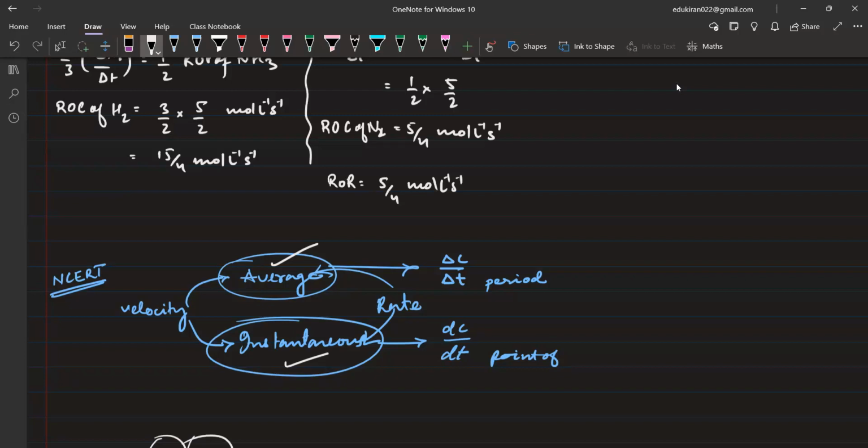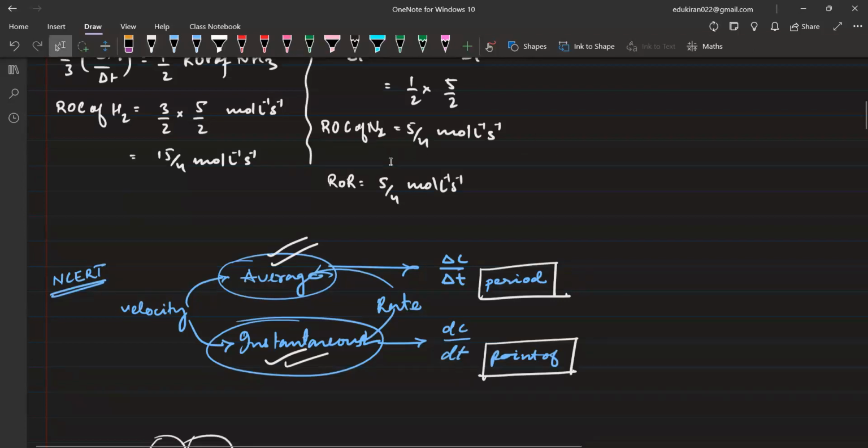So average speed is for a period of time and instantaneous for a point of time. So at a point, if you are calculating the rate of reaction, that will be instantaneous, and if you are calculating the rate of reaction over a period of time, that will be average rate of reaction. ठीक है, so आप इसको एनसीईआरटी से कर लीजिए, ज्यादा कुछ नहीं है इसमें. If they ask any question, then they will ask you to write the difference between average rate and instantaneous rate. ठीक है.